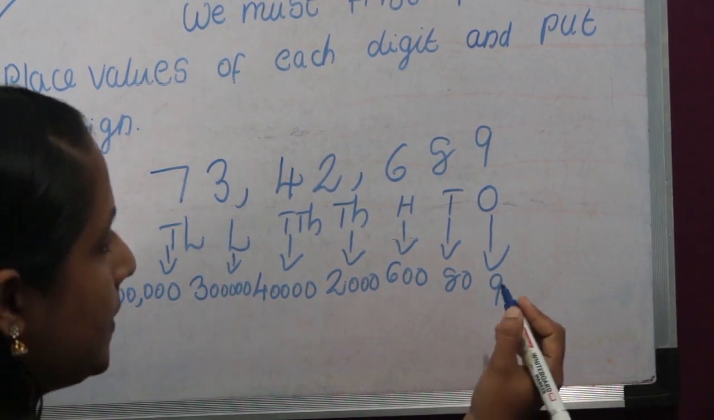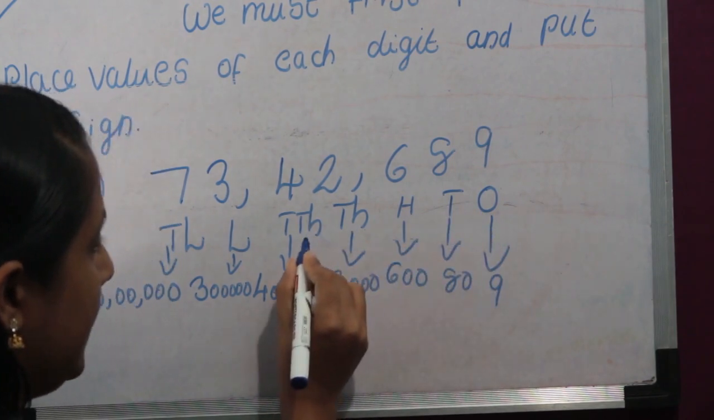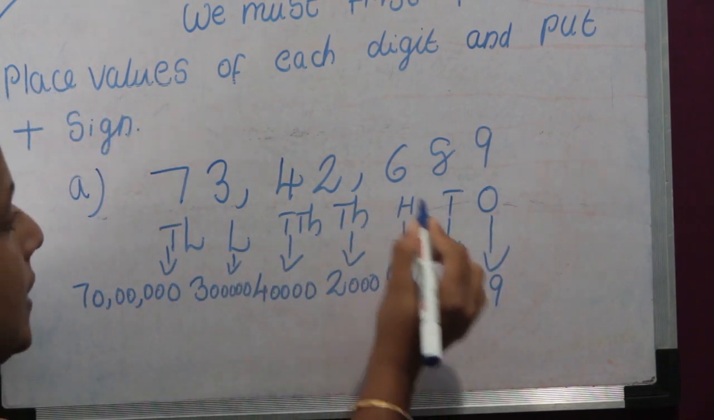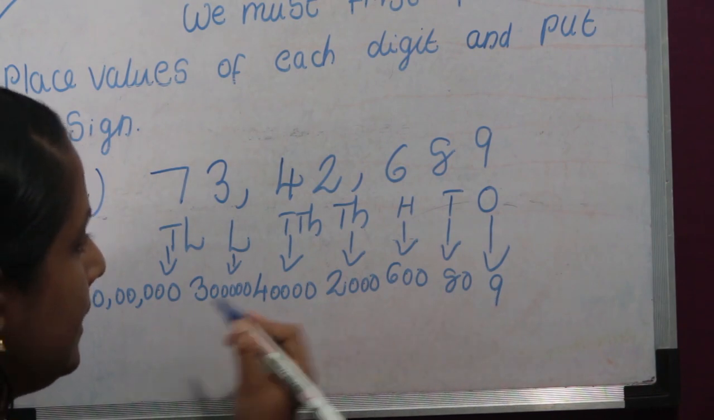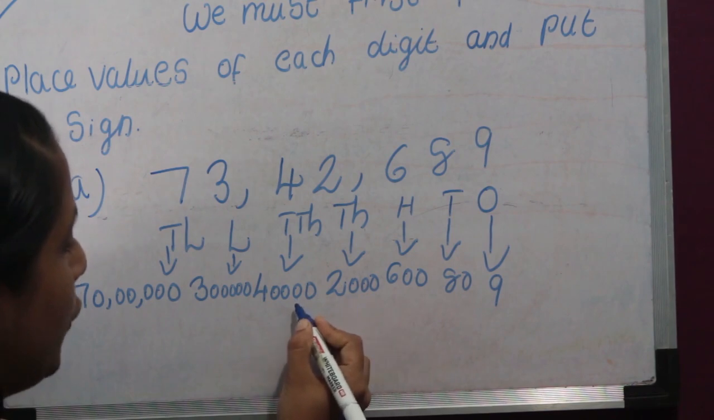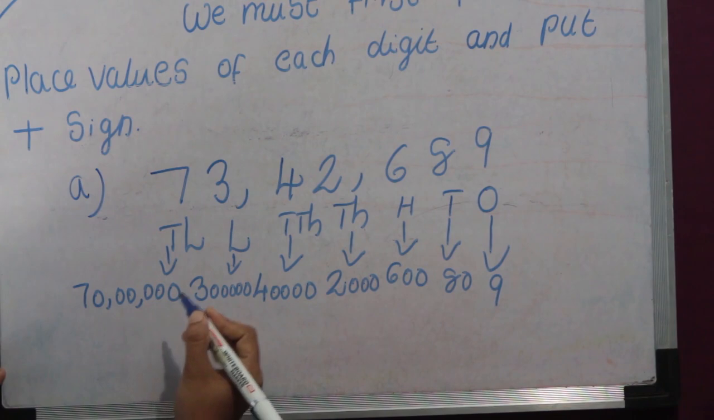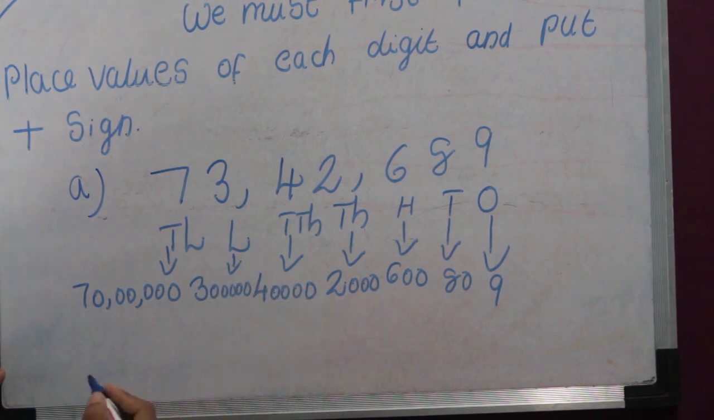First we write the places of these digits, that is ones, tens, hundred, thousand, 10,000, lakh, 10 lakh. Next we write the place values of each digit, that is 9, 80, 600, 2000, 40,000, 3 lakh, 70 lakh. Next we put the plus sign, that is, expanded form means we put the plus sign.